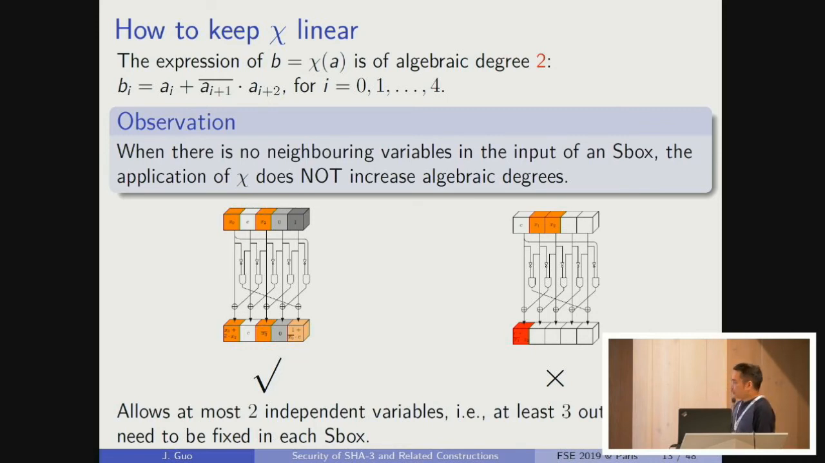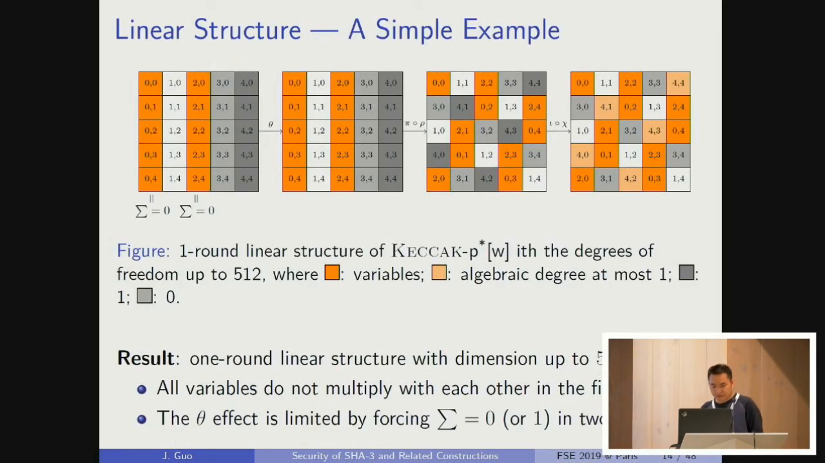So this is what we do within one S-box, and as we can see, it allows at most 2 independent variables, which also means that at least 3 bits out of 5 need to be fixed in each S-box. So as we can see, we fixed the second, fourth, and fifth bits here. So we only have 2 variables. Of course, a 1 bit variable is also fine. So this is a simple example of the linear structure.